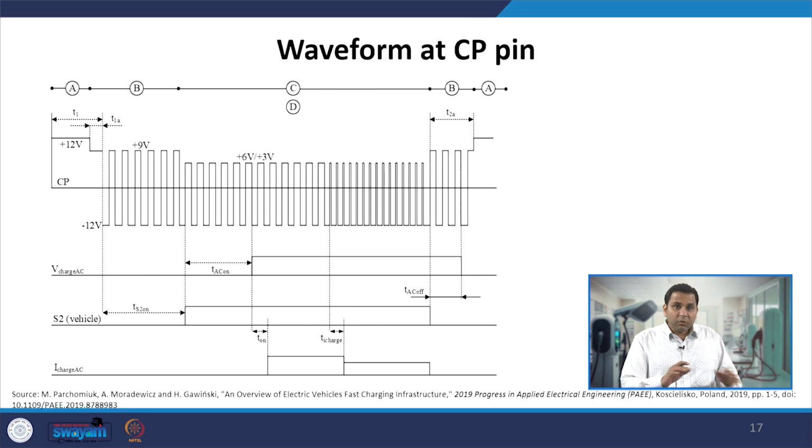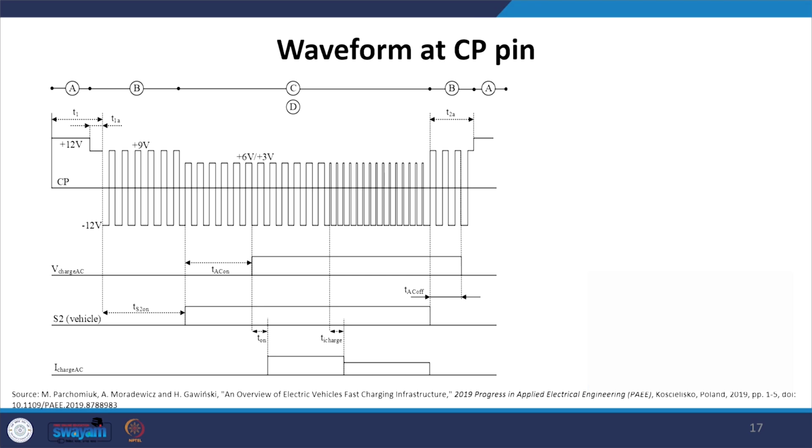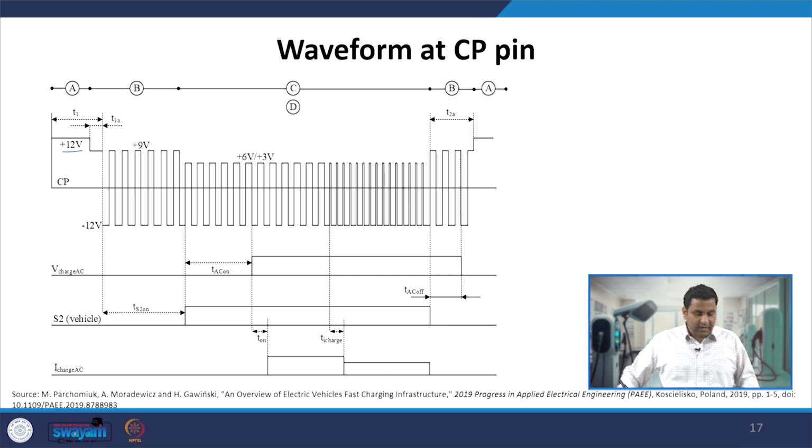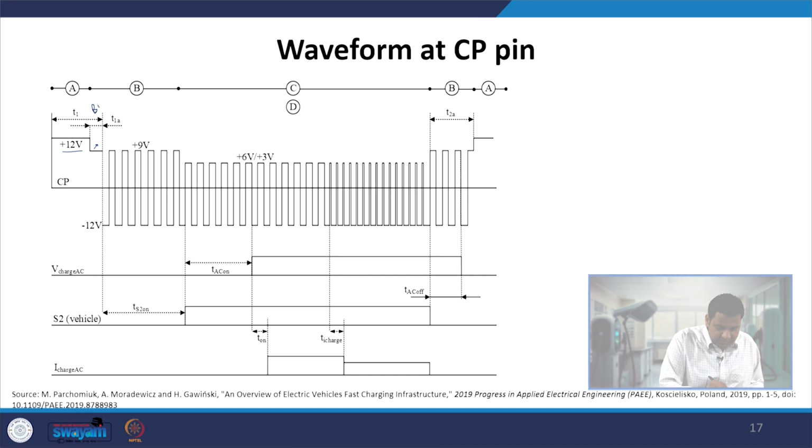Now let us look at the overall waveform, how the waveform at the control pilot looks. If we look very carefully in this particular system, first it was the plus 12 volt which is appearing, so the charger plug is not connected to the vehicle. Then the charger plug gets connected. Once the charger plug gets connected, it goes to plus 9 volt on the positive side. PWM is still deactivated. So this is the B1 state.